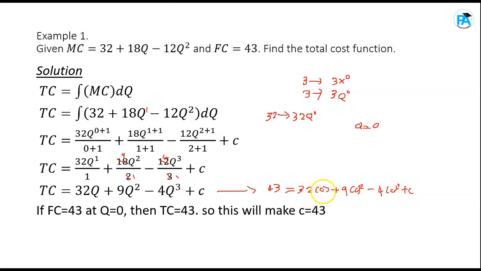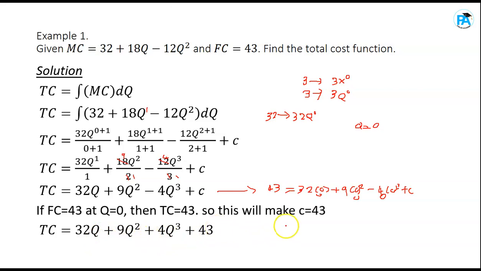So 0 times 32 gives you 0. 0 exponent 2 gives you 0, and times 9 gives you 0 as well. You can use your calculator, feel free. Then 0 exponent 3 gives you 0, times 4 gives you 0 as well. So you see that all this place is 0, isn't it? So therefore C is equal to 43. You have to always check, because it might happen it won't be so at times. So since C is equal to 43, we replace C with 43. So now we have 32q plus 9q squared plus 4q cubed plus 43. So this is the total cost function.